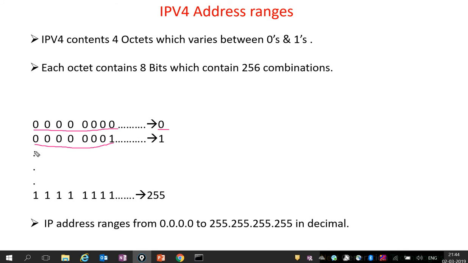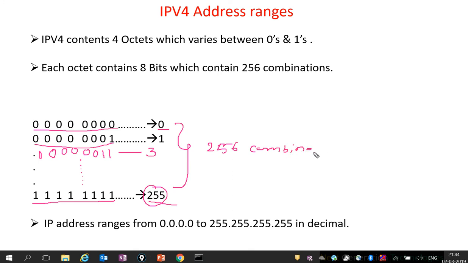Further, if we put 0 0 0 0 0 0 1 1, then it represents 3. In this way, if we keep all the bits as 1 and convert it from binary to decimal, then it represents the value 255. So in total 0 to 255, there are 256 combinations. Also the IP address ranges from 0.0.0.0 to 255.255.255.255 in decimal format.